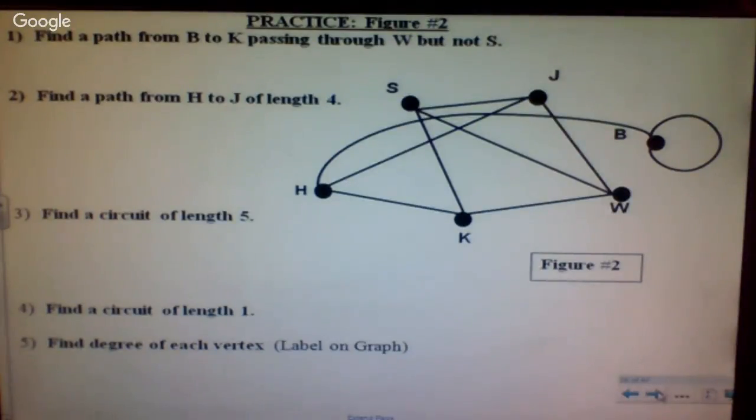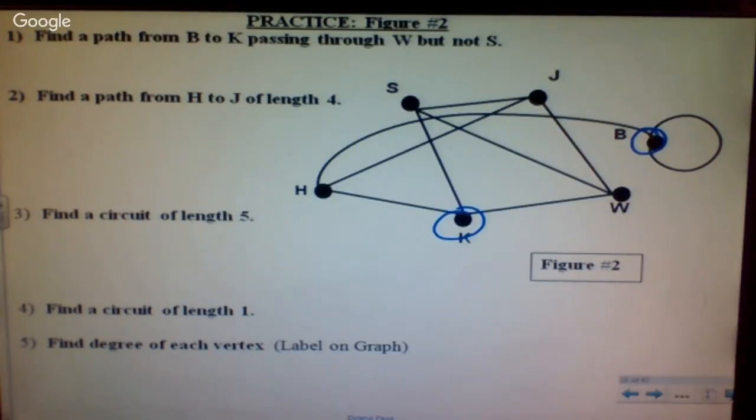Okay, so let's take a look at this practice. Okay, I'm going to do number 1 with you, and then I'm going to leave you off to do the next ones on your own and see what you can come up with. Okay, so number 1 says find a path from B to K. So I need to start at B and I need to end at K that goes through the point W but does not touch S.